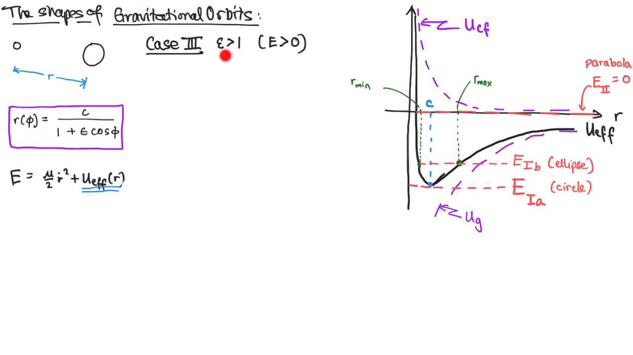Okay, so again, third case, epsilon bigger than 1. That corresponds to an energy that's positive. Could be anywhere here above the x-axis. Okay, and this solution shares a lot with the parabolic solution. So E3 is an energy that's bigger than 0. This, it turns out, will correspond to a hyperbola.